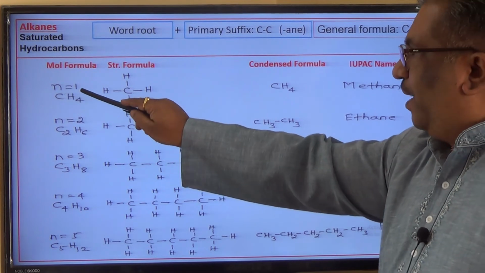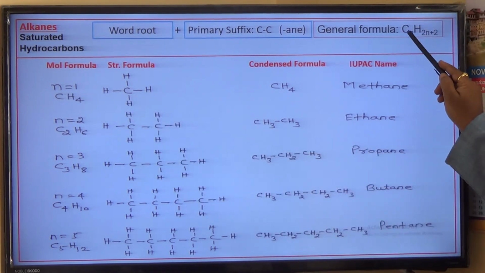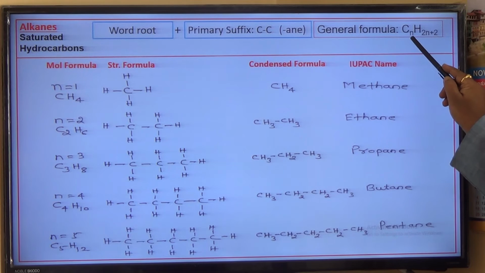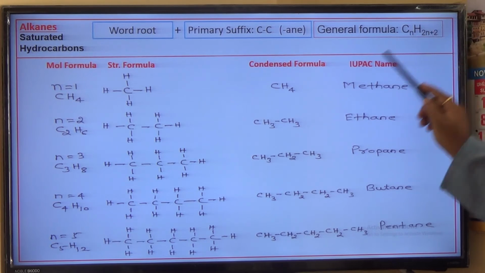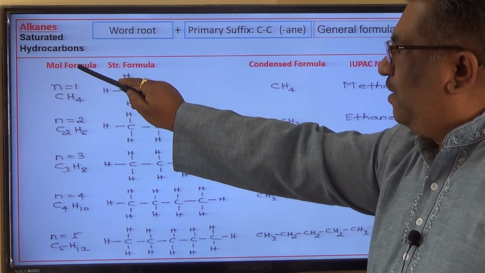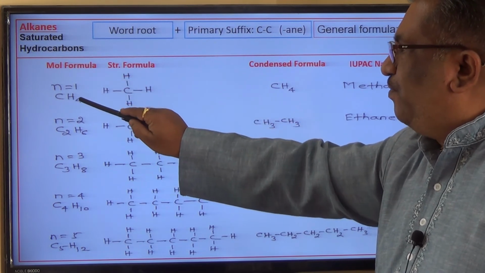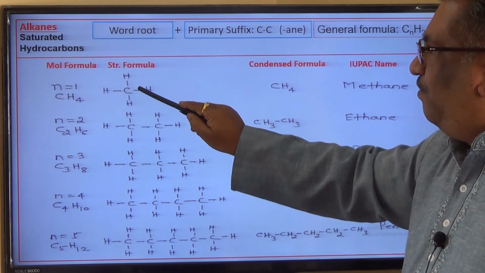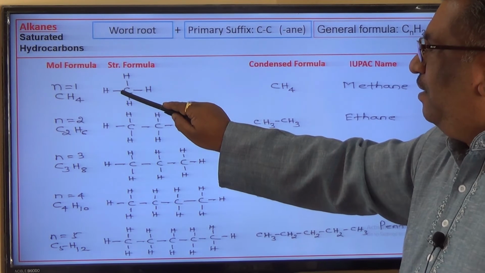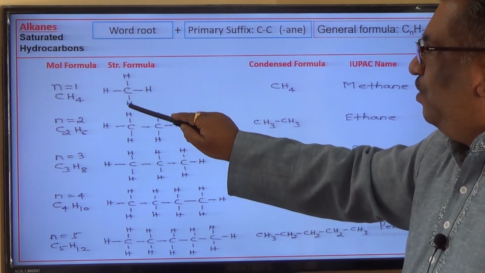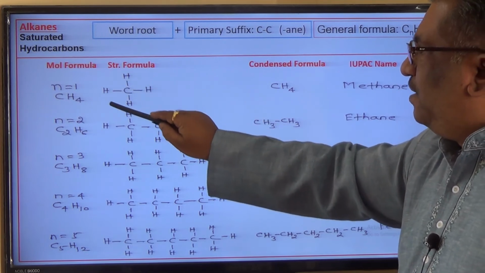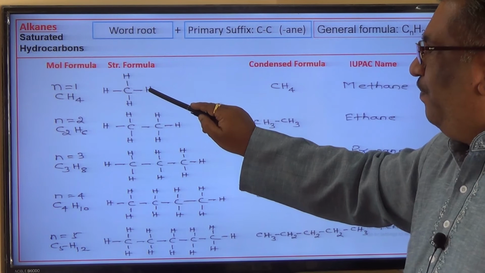Suppose n equals 1, then substitute: C1H(2 into 1 is 2, plus 2) is 4, C1H4. The 1 we generally need not write, so CH4. If n equals 1, then the molecular formula of the compound is CH4. What is the structural formula? First write C. There are 4 valencies, and hydrogen is to be attached to the carbon atom through those 4 valencies. So this is the structural formula for CH4.